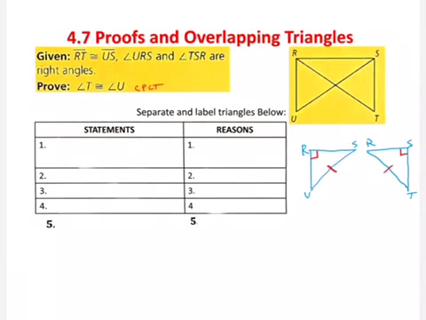So we'll start off by stating the given. RT is congruent to US, and angle URS and TRS are right angles. And that's just the given.